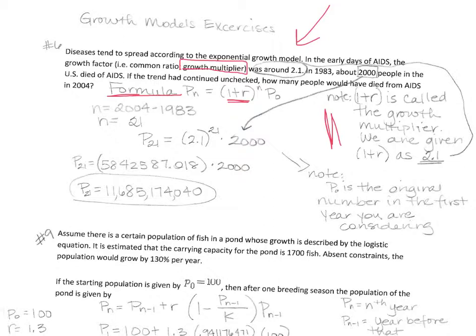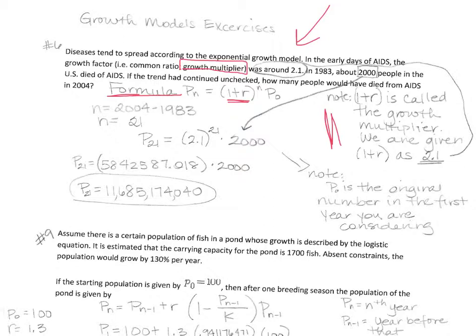To find out our n, we're going to subtract. The year we want to know for is 2004. The year we're starting with, our initial year, is 1983. So we'll subtract 2004 minus 1983 to find out that we're 21 years later. So 21 is our n here. And so we'll just plug in P for the year 21. Is 2.1, our growth multiplier, to the 21st power, times 2,000, the initial number given in the problem.